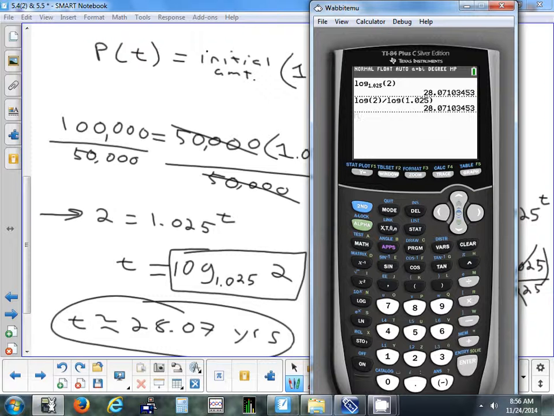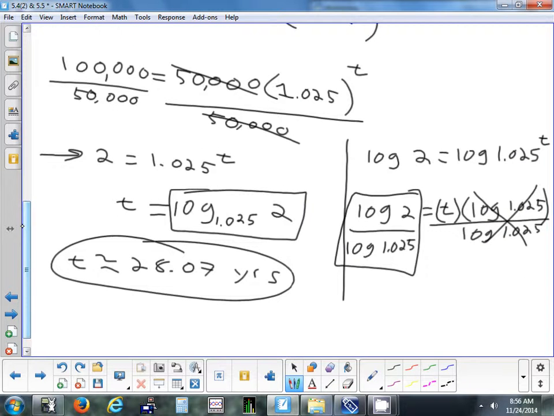Any question on solving that? We'll probably stick with the way on the left once we know the formula. The way on the right takes a little longer, but it's not that much longer.